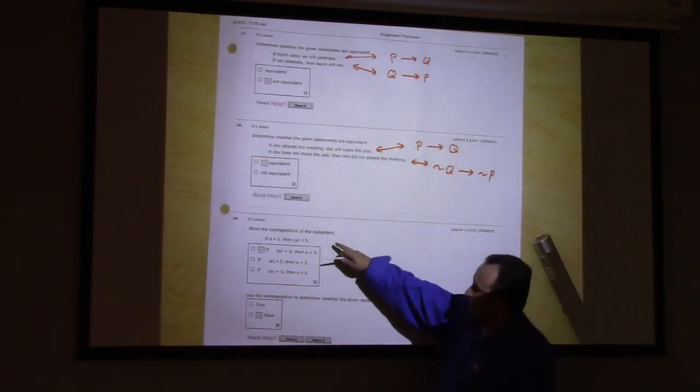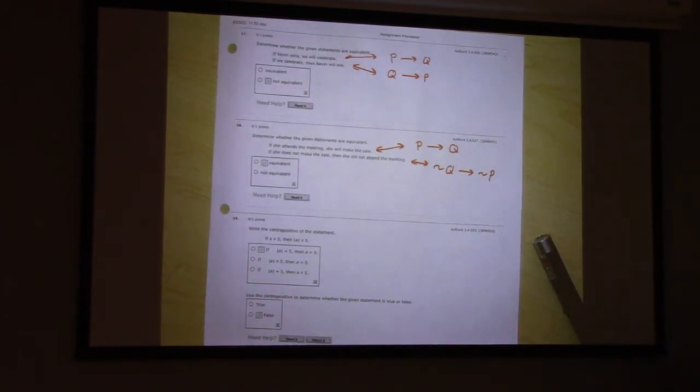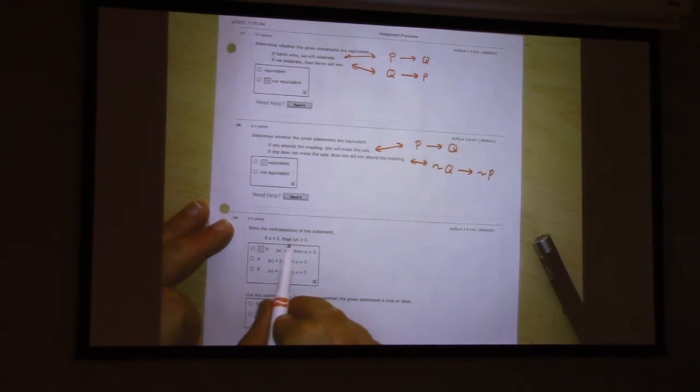Here we have: write the contrapositive of the statement. If A is not equal to 5, right? If A is not equal to 5, then the absolute value.